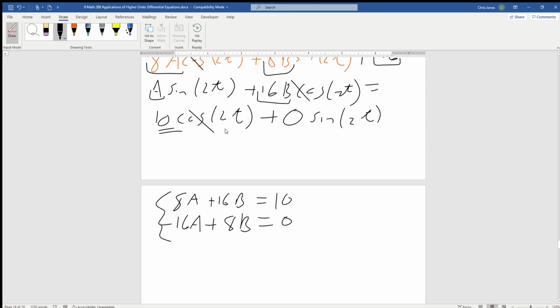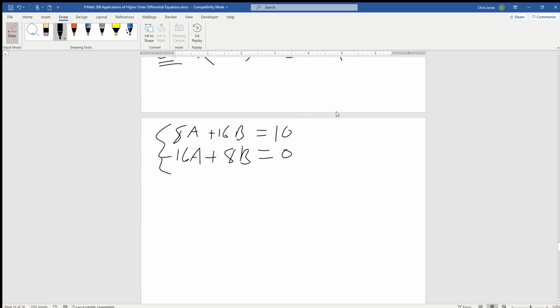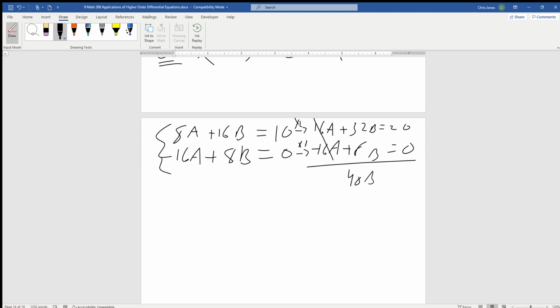You can start to see that this is actually going to be a really nice system. Let's multiply the first equation by 2. So we get 16a plus 32b equals 20, and minus 16a, we just multiply that by 1, we didn't do anything, plus 8b is equal to 0. Those a's go away, and we're left with 40b equal to 20, or b is a half. That's really nice.